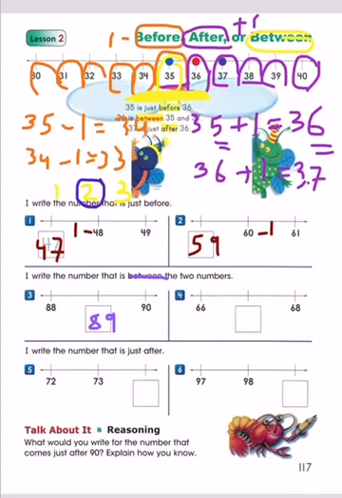And we have number 4. Again, it's about between. What's the number that comes between 66 and 68? Look at the first number, 66. What's the number that comes after 66? We just plus 1. So 66 plus 1 equals 67.